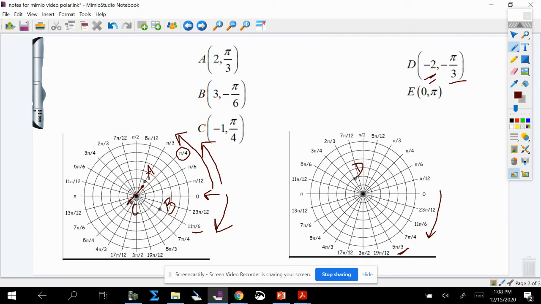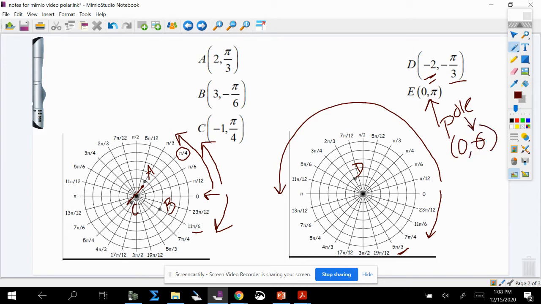And then finally, E is (0, pi). So your pi is going to go all the way out, all the way around here. However, since your radius is 0, you're not going anywhere. This is just going to be at the pole. Anytime you have a 0 as your radius, no matter what your angle is, you're always going to be graphing at the very center, or at the pole. So that's how you do some basic graphing.